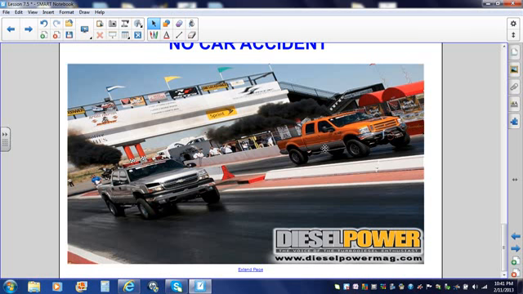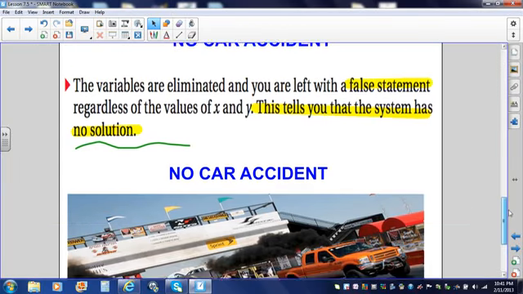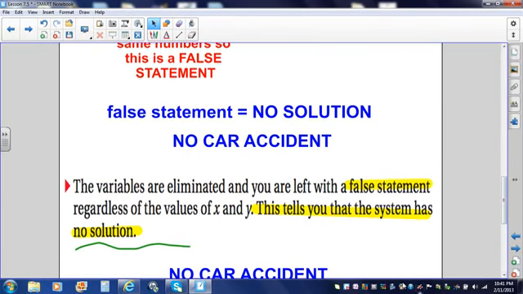It's kind of like these two trucks. They're just going to keep flying down a track side by side, divided by this median, and they are never going to intersect each other. They're never going to touch each other. So there's no car accident, or no solution.